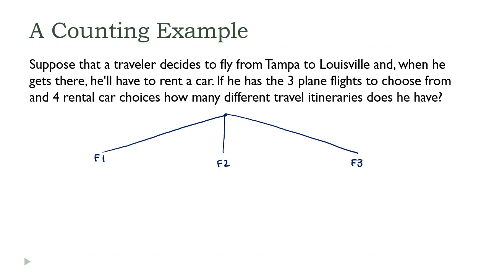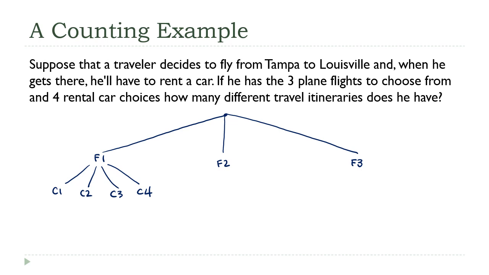Now, let's say he chooses flight 1. How many choices does he have from here? Well, he has one choice, but that one choice has 4 options. He can pick 1, 2, 3, 4 cars.